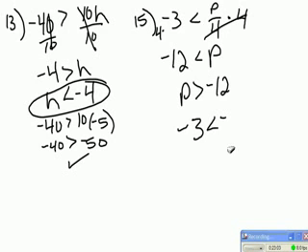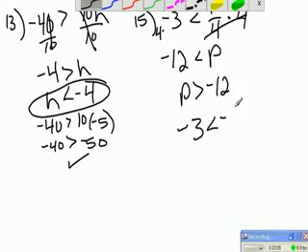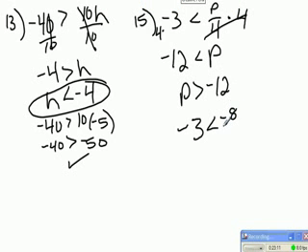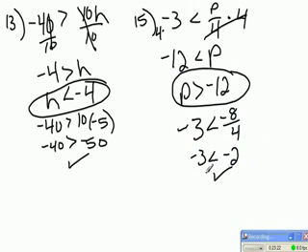Again, think about your work. Is negative 16 really greater than negative 12? No, it's not. So how about negative 8? Negative 8 is greater than negative 12, so that would work. All right. Negative 3 is less than negative 8 divided by 4, which is negative 2. That's true. So my answer was right.